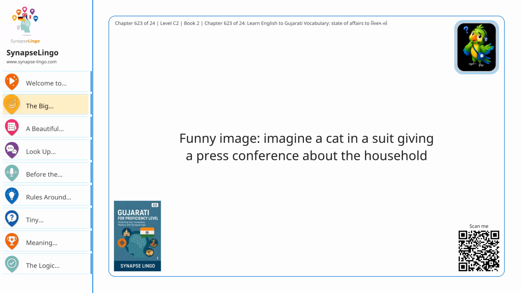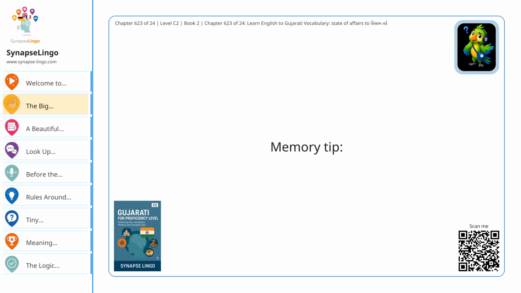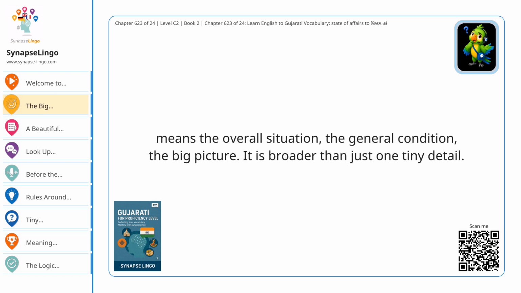Funny image. Imagine a cat in a suit giving a press conference about the household. પરિસ્થિતિ, after knocking over a vase. Very serious cat. Zero regret. Memory tip. પરિસ્થિતિ means the overall situation, the general condition, the big picture. It is broader than just one tiny detail.